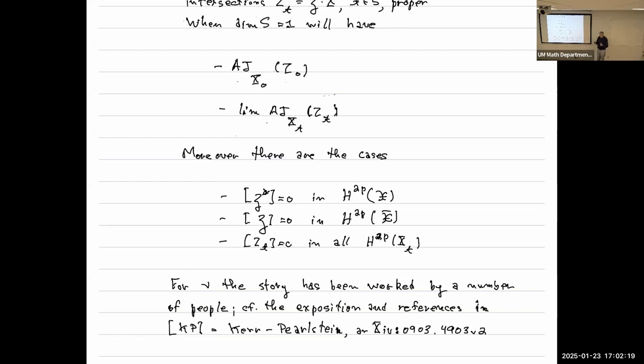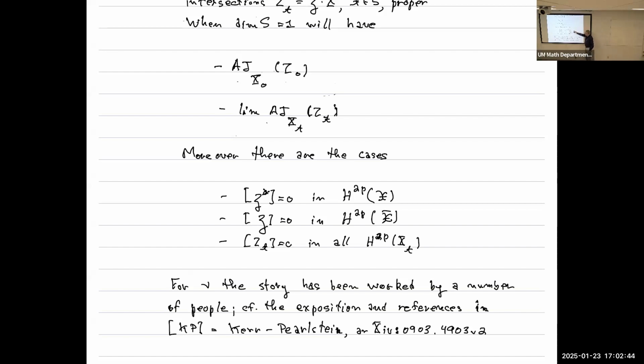Is there a well-defined Abel-Jacobi map on the singular variety itself? Or secondly, is there a limit from the Abel-Jacobi maps on the smooth fiber as you approach the origin? So those are two basic questions about the behavior of the Abel-Jacobi map. There are various cases to consider.